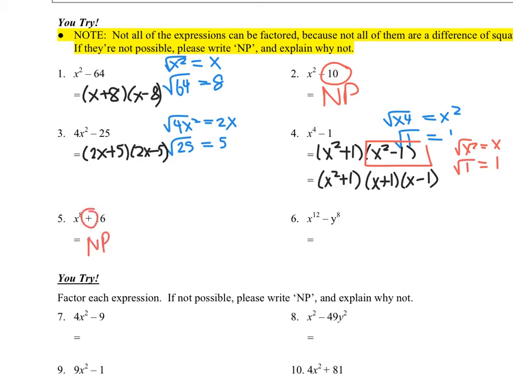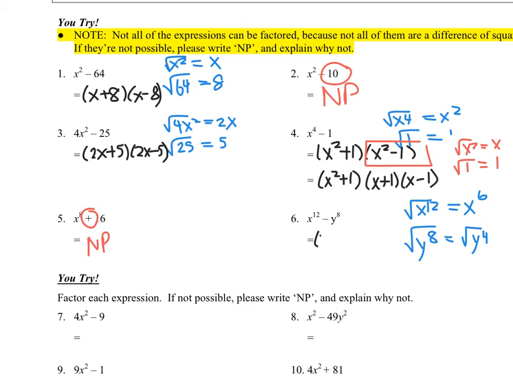That's not possible for a difference of squares. So no. And the last one. Both of my variables have even exponents, so that counts. That's a perfect square. So the square root of x to the 12 is going to be x to the 6. Just divide it by 2. Y to the 8, the square root is y to the 4.